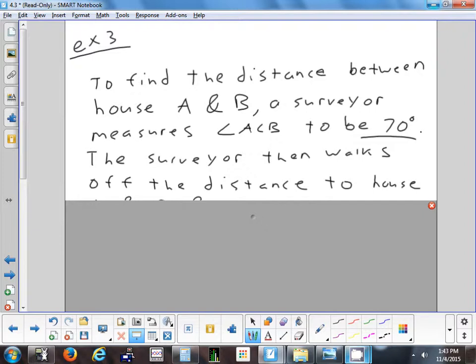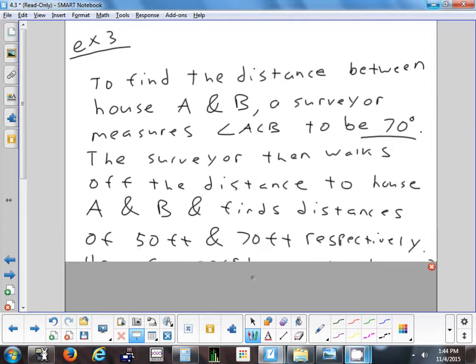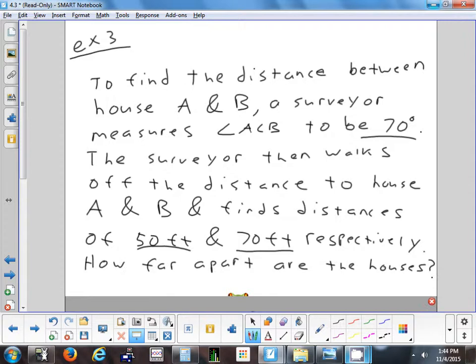He can walk to each house. He can't just walk between them. That's the only problem. So he walks to one house. From where he's standing to one house, it's 50 feet. And from where he's standing to the other house is 70 feet. So what we want to know is the distance between the two houses.